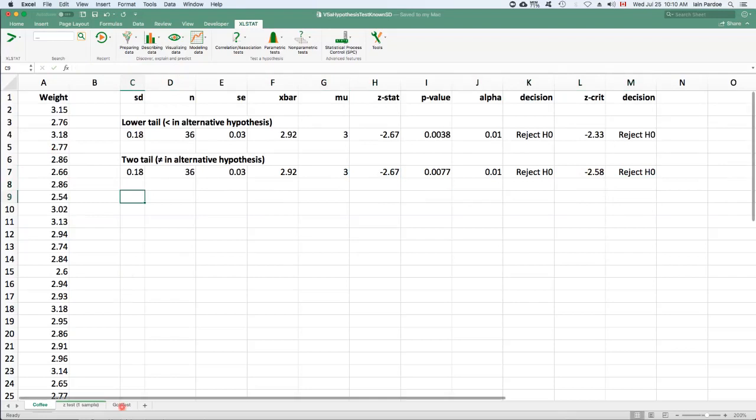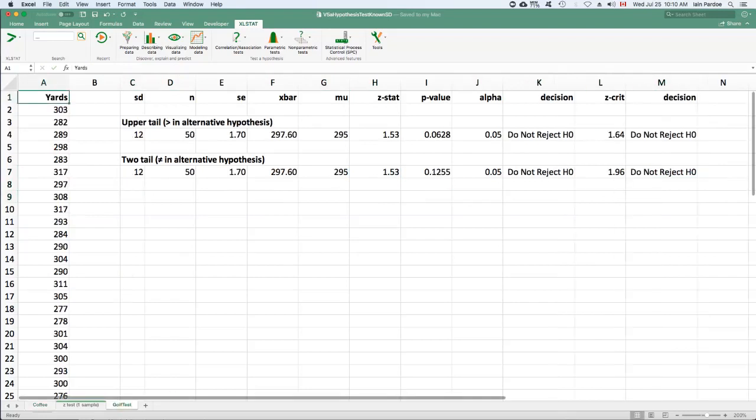How about an upper-tailed test? So let's look at a different data set. Looks like something to do with golf. So it's a golf ball supposed to have a mean driving distance of 295 yards. Okay, and we've got some data to test that. We're assuming a population standard deviation of 12.